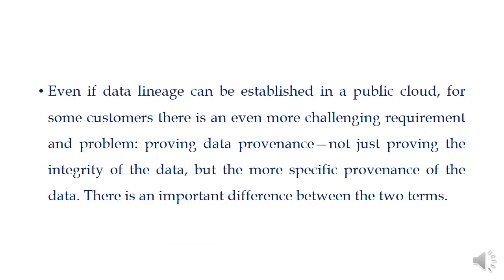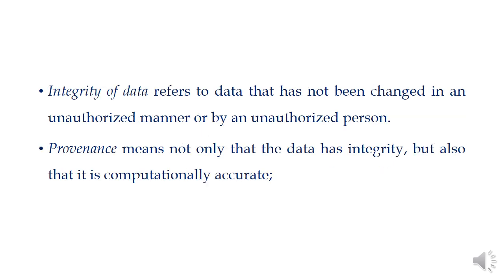Even if data lineage can be established in a public cloud, for some customers there is an even more challenging requirement. That is data provenance, not just proving the integrity of the data, but the more specific provenance of the data. There is an important difference between the two terms. The integrity of the data refers to the data not having been changed in an unauthorized manner or by an unauthorized person. Provenance means not only that the data has integrity, but also that it is computationally secure.